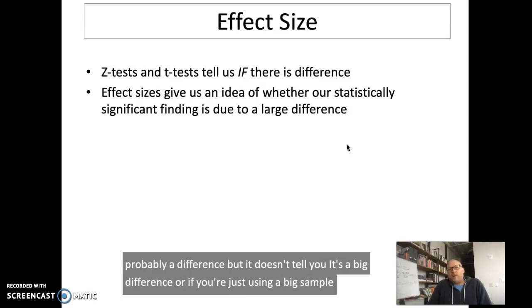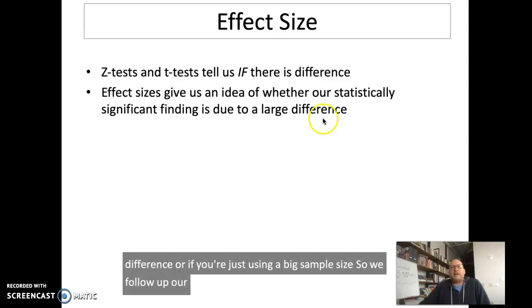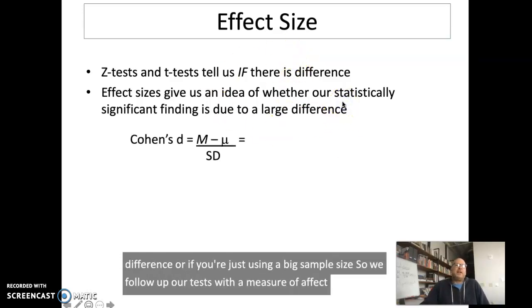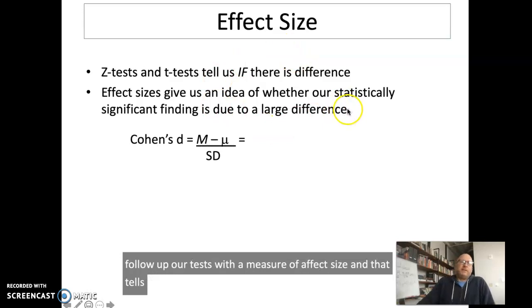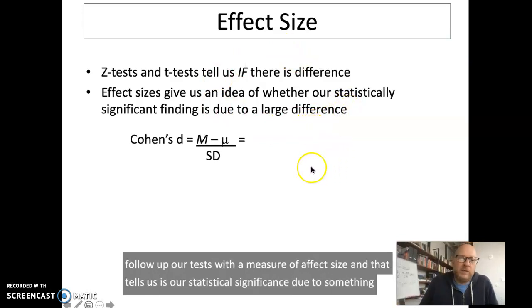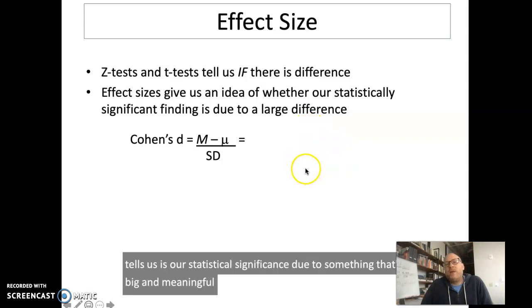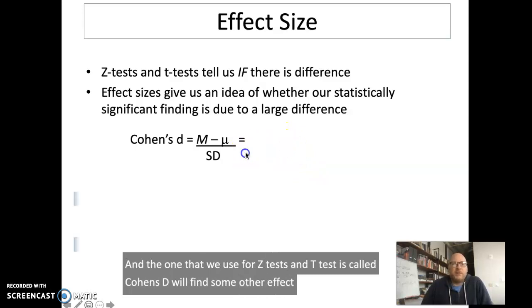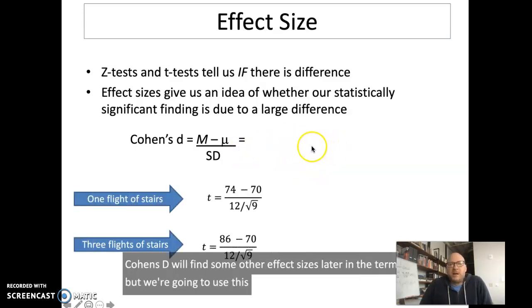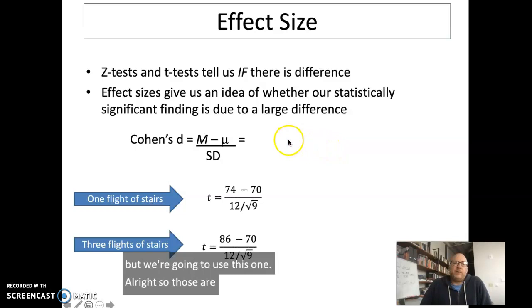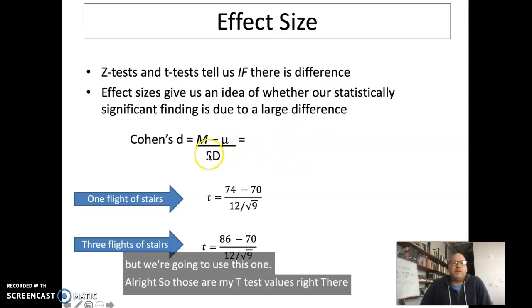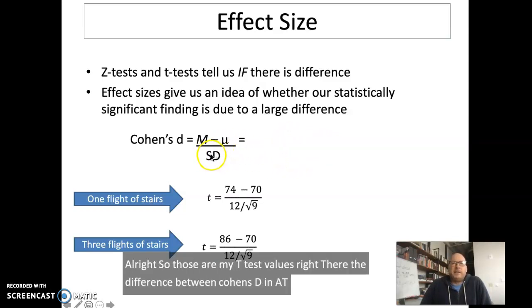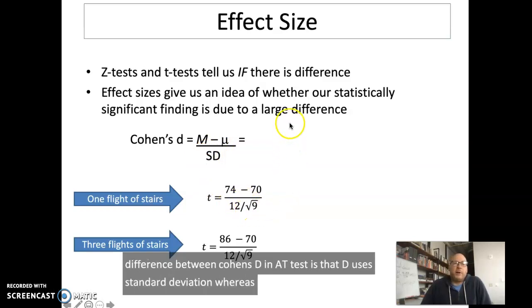So we follow up our tests with a measure of effect size, and that tells us whether our statistical significance is due to something that's big and meaningful and important. The one that we use for z-tests and t-tests is called Cohen's d. We'll find some other effect sizes later in the term, but we're going to use this one. All right, so those are my t-test values right there. The difference between Cohen's d and a t-test is that d uses standard deviation, whereas t uses standard error.